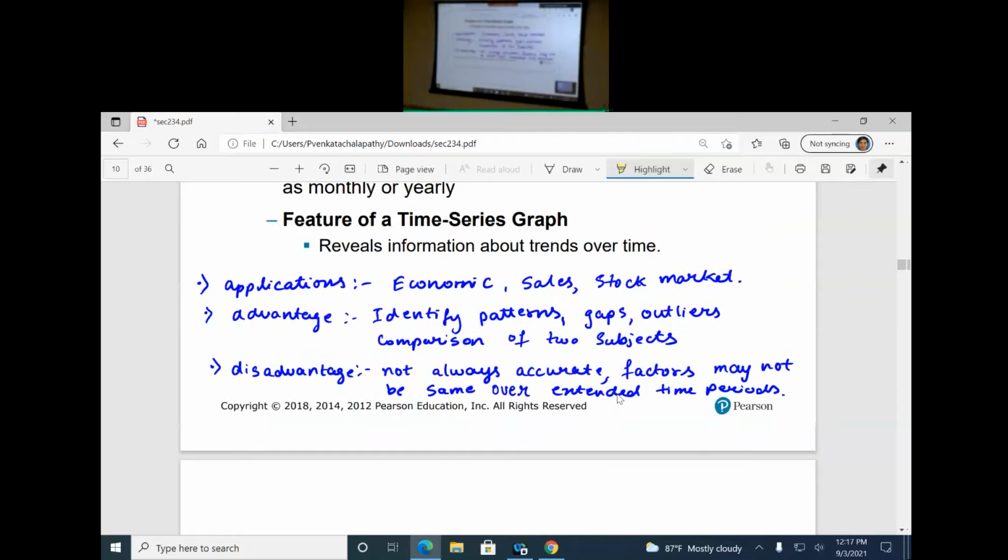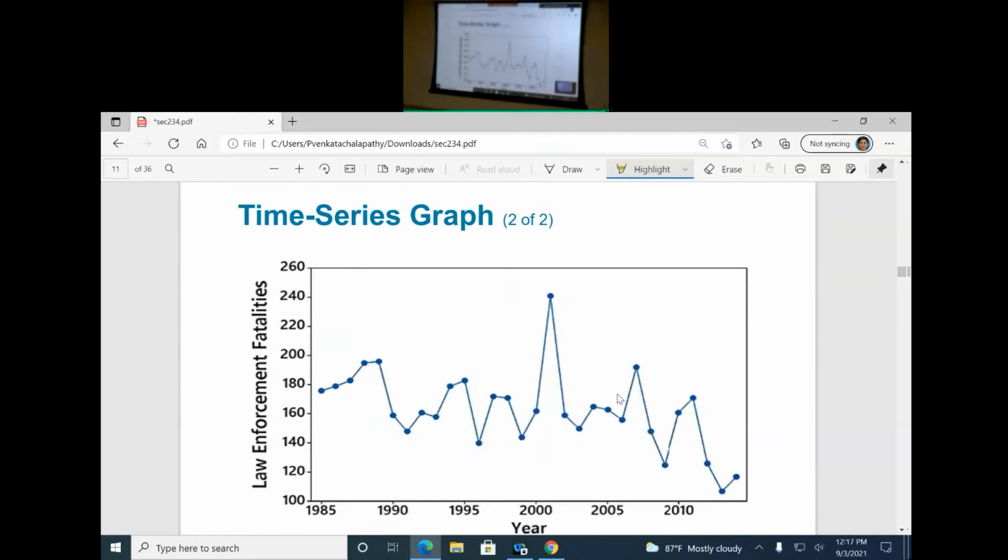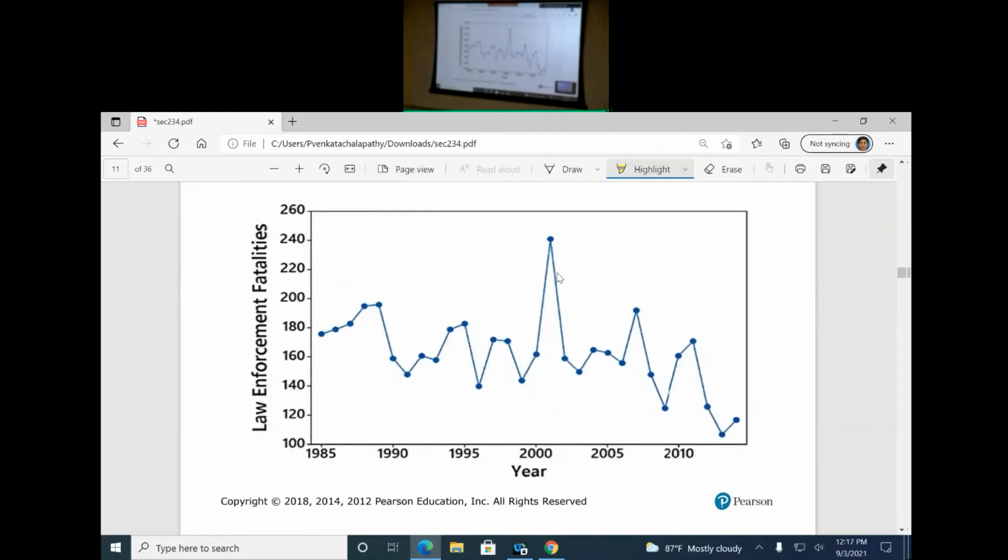So, how does the time graph look like? Like this. Now, we already have a line here which is telling you about the year and law enforcement fatalities. I can also have another line which tells about number of deaths and year. I can have one more line which can tell about number of COVID cases and year. So you can have multiple lines. So you can easily compare the data in the time series graph.